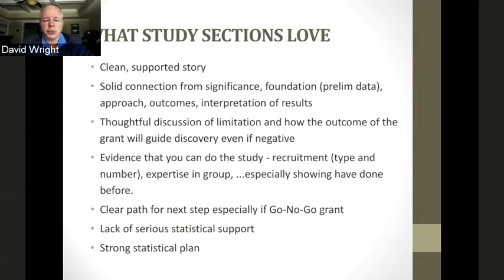So what do study sections love? Well, kind of the opposite of what they hate, right? They like it clean. They like a very well-supported story. So even if you're an R21, which is supposed to be exploratory, they're still going to look for some preliminary data or some evidence that you can actually accomplish your study or your goals. You want to link things for a study section. You want to make sure you go through each section. There needs to be no dotted lines here. You need an absolute connection from the significance to the foundation to your approach to your outcomes and how you're going to interpret your results.